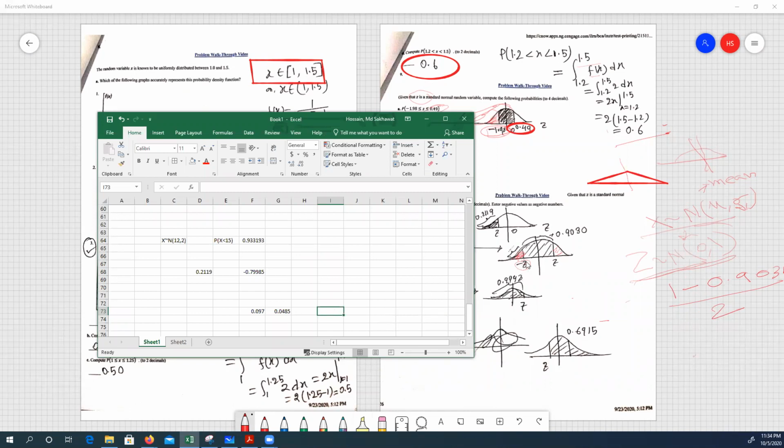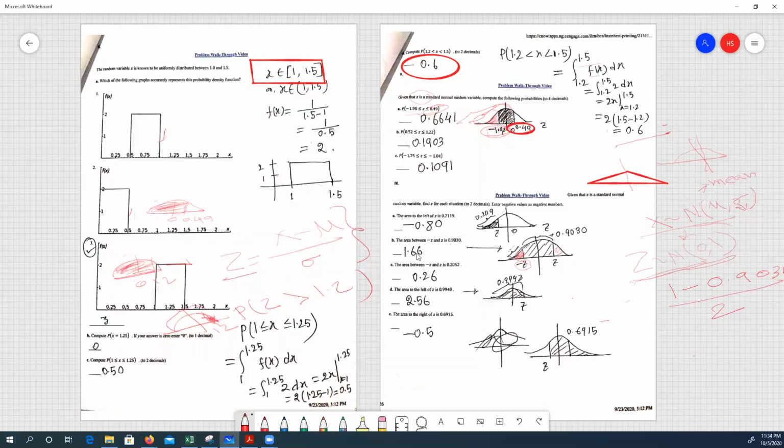So now you have to find the value of negative z. How can we find this one? Equal norm dot inverse. The probability is 0.0485, comma, mean is 0, standard deviation 1 for the standard normal distribution. So this is negative 1.65. If you round to 2 decimal places, then it will be negative 1.66. So negative z is negative 1.66, so z will be 1.66. You can see here, this is 1.66.